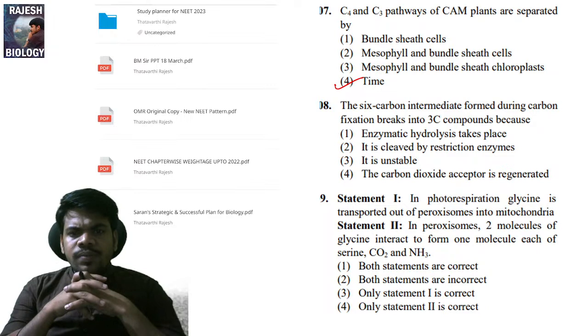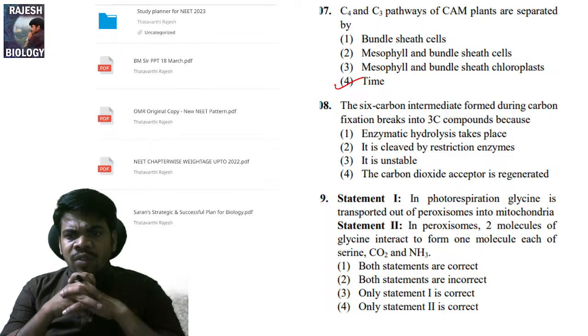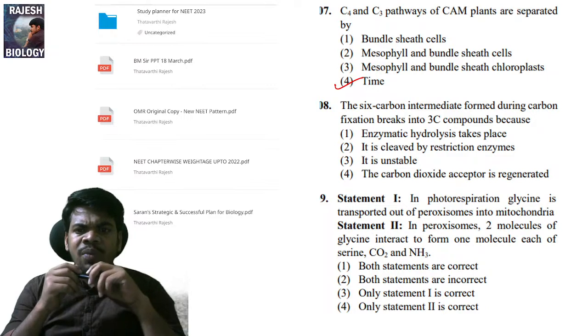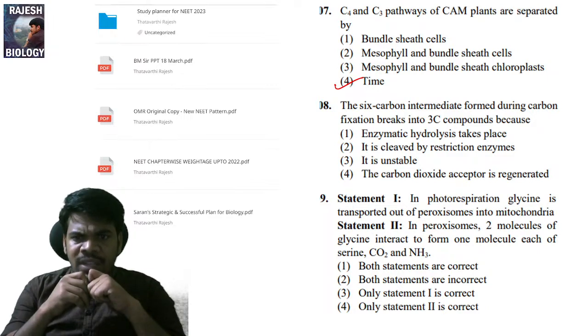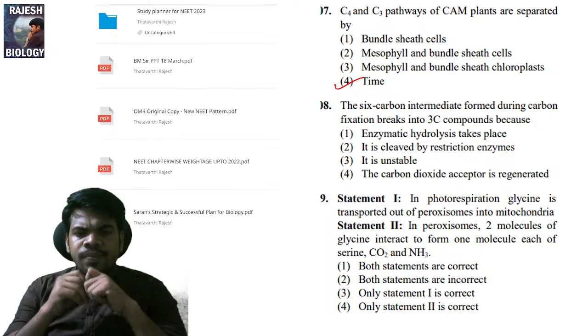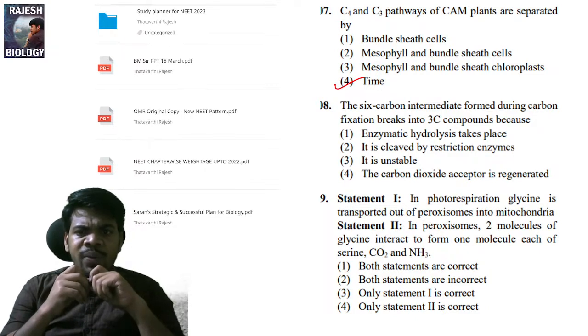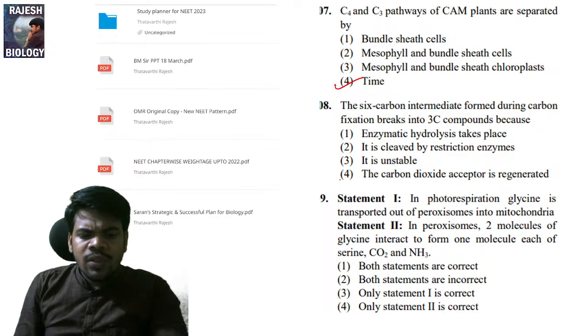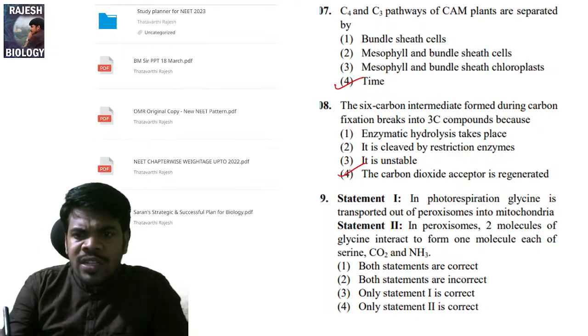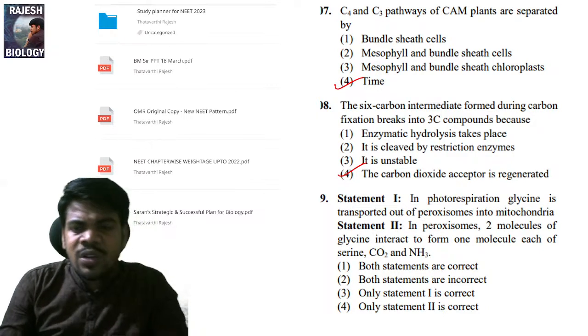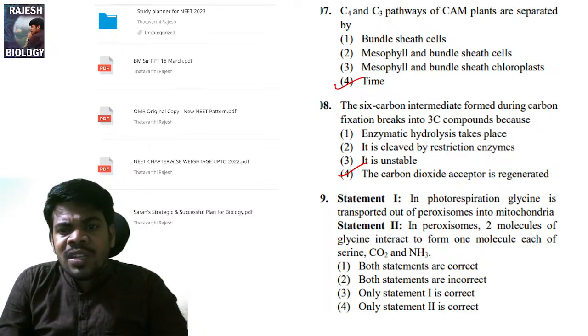And then next, eighth question. The 6 carbon intermediate formed during carbon fixation breaks into 3 carbon compounds because enzymatic hydrolysis takes place, or it is cleaved by the restriction enzymes, or it is unstable, or the carbon dioxide acceptor is regenerated. According to this, the right answer is the carbon dioxide acceptor is regenerated. Ninth question. Statement 1.